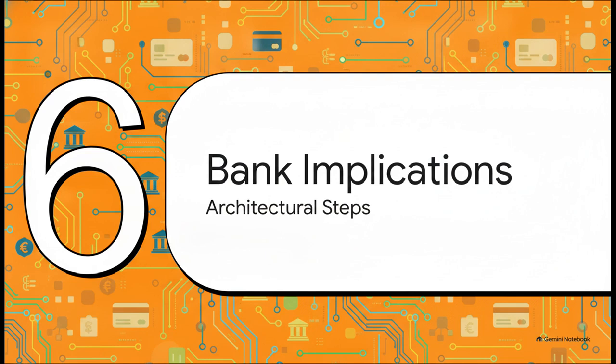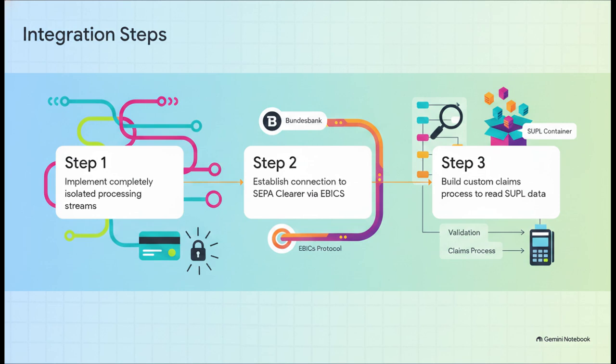Section 6. Bank Implications. So, if you're a financial system architect integrating these systems today, how do you actually apply this knowledge? Step 1. You absolutely must implement completely isolated processing streams within your payment systems. Do not blindly recycle your standard SDD pipelines, or those differences in lead times and mandates will absolutely break your system. Step 2. Establish a direct connection to the Bundesbank SEPA Clearer, which in Germany is predominantly done via the EBICS protocol. And Step 3. You have to build custom validation and claims processes specifically designed to open up and read that supplementary container so you can actually match the transaction to the original card swipe.